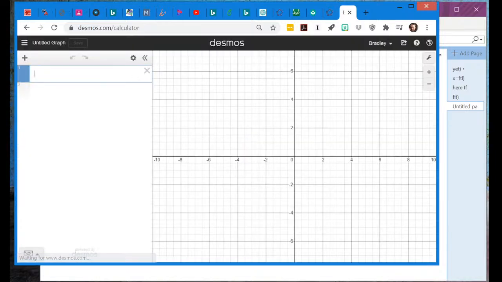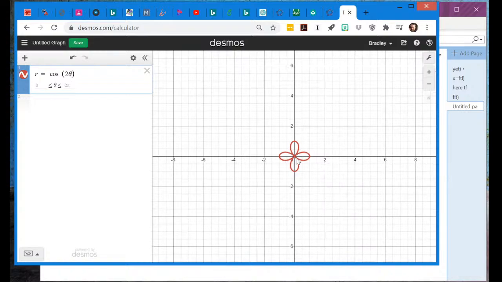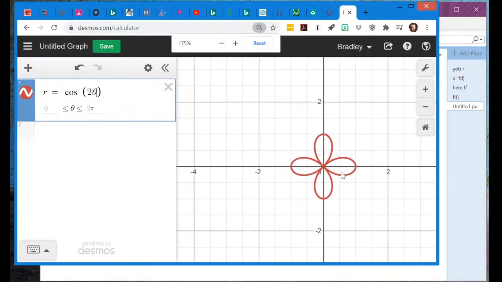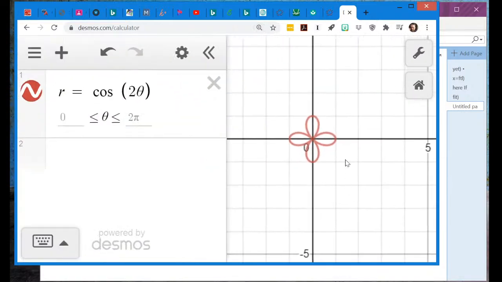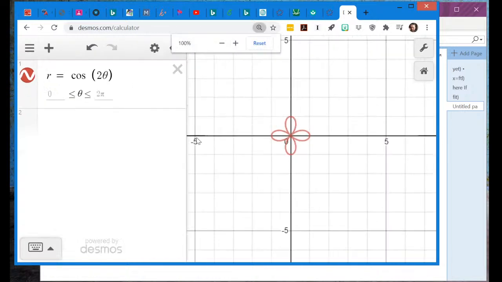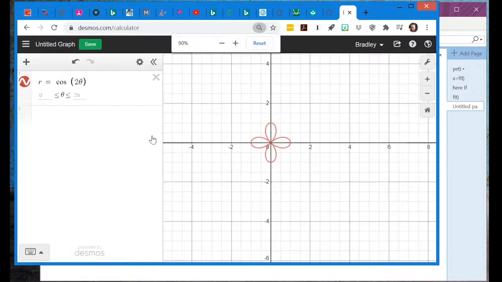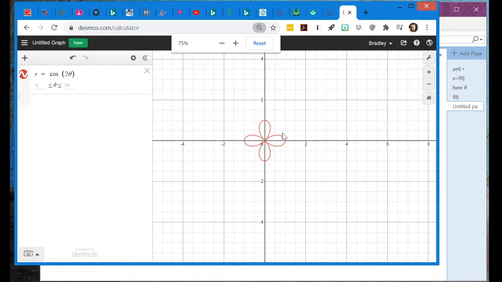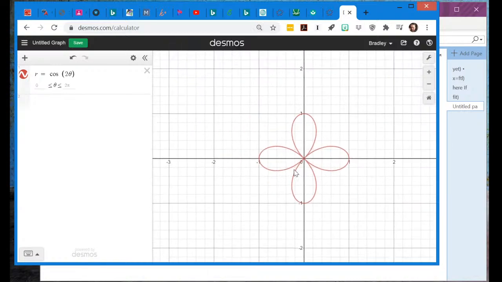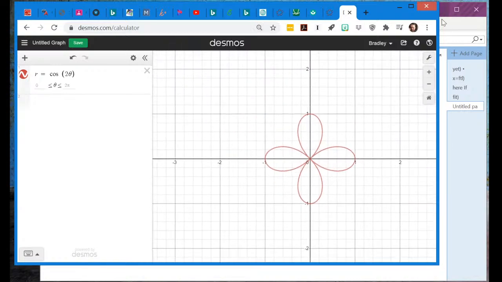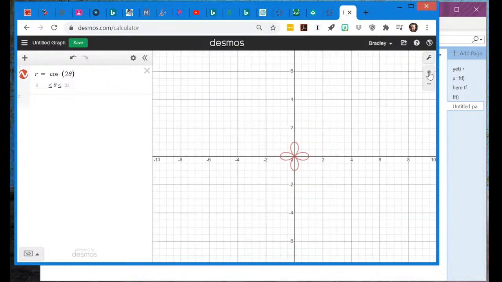Desmos is really straightforward. You could literally just type in r equals cosine of 2 theta. And there it is, and that's what we got here. Cosine 2 theta. And you know what else? I mean, this isn't that helpful. Let's show you this in Desmos also.